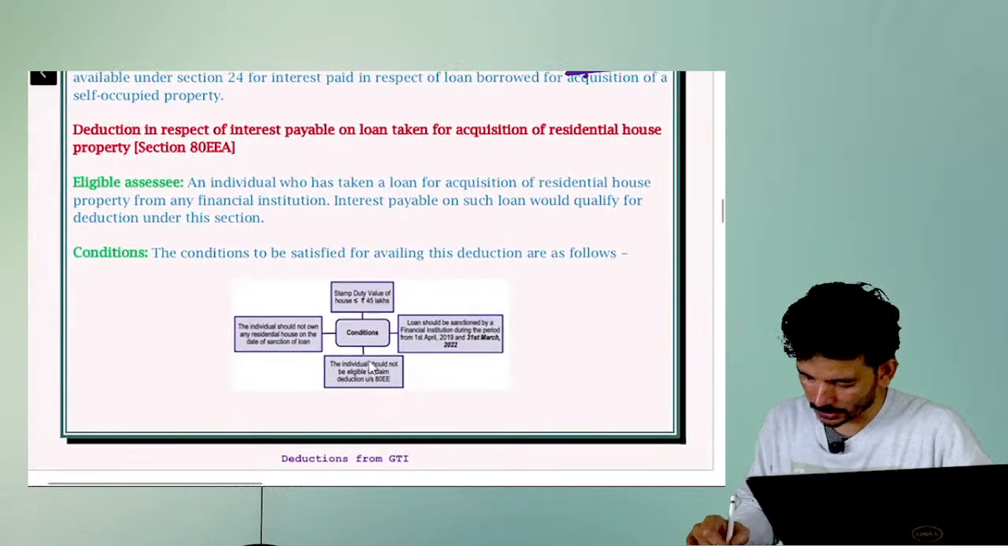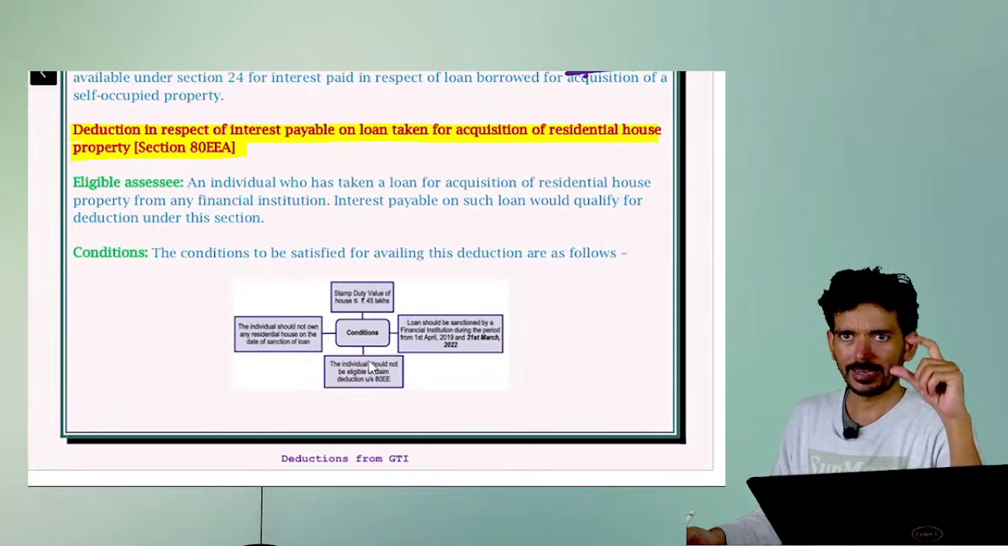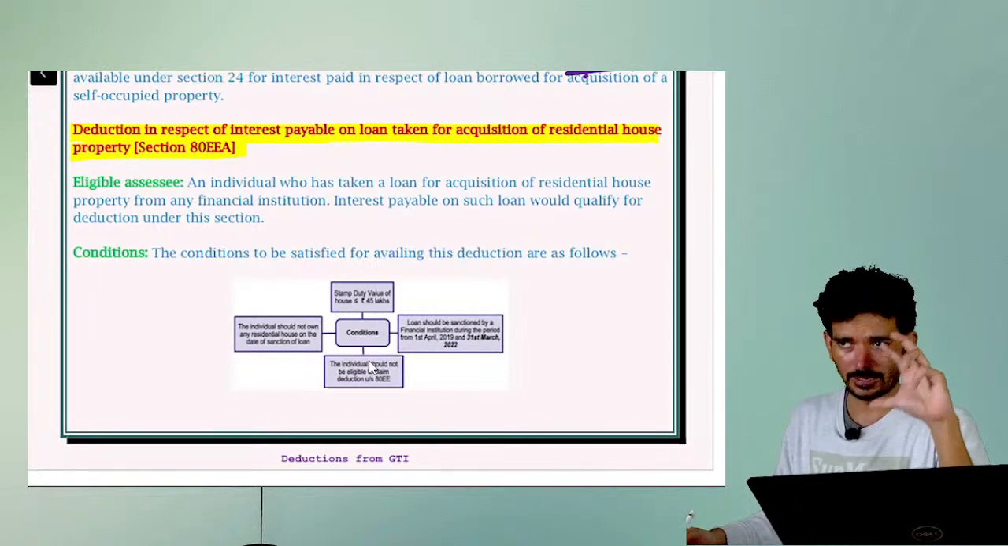Now we'll go to the next one. Deductions in respect of interest payable on loan taken for acquisition of residential house property, 80EEA. Again, I'm repeating, 80E is for education interest.